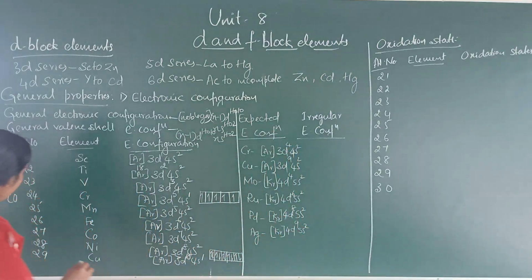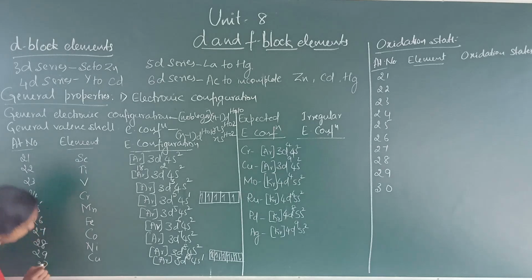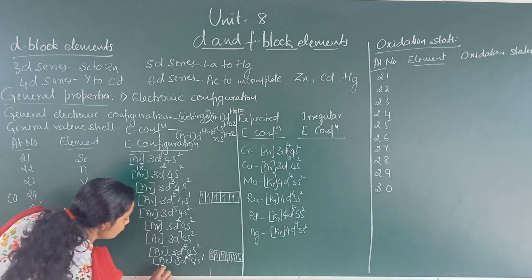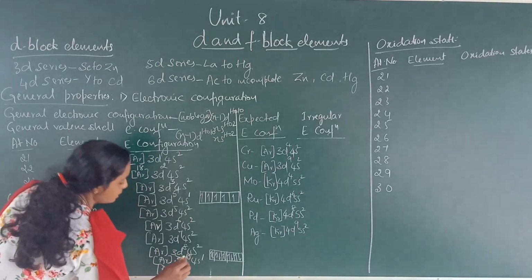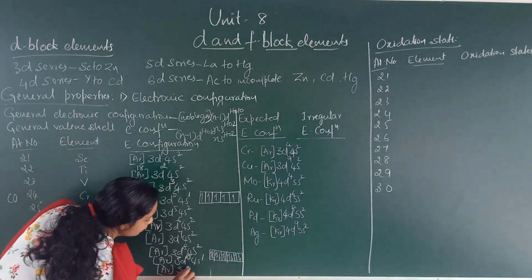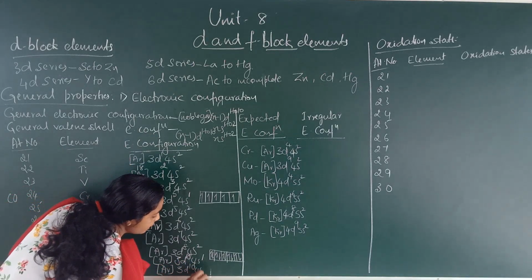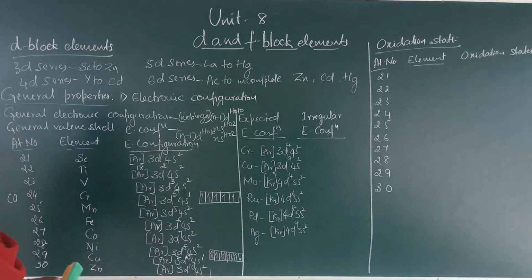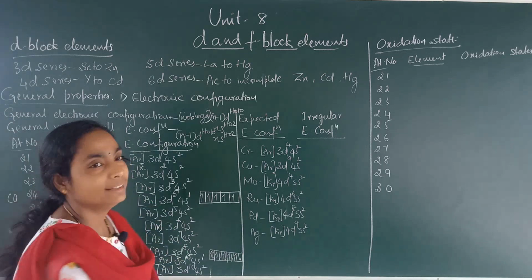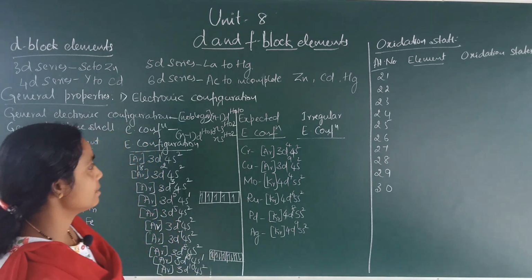The last element is zinc, not copper. The electronic configuration of zinc is argon 3d10 4s2. This is regarding the electronic configuration of 3d series elements.